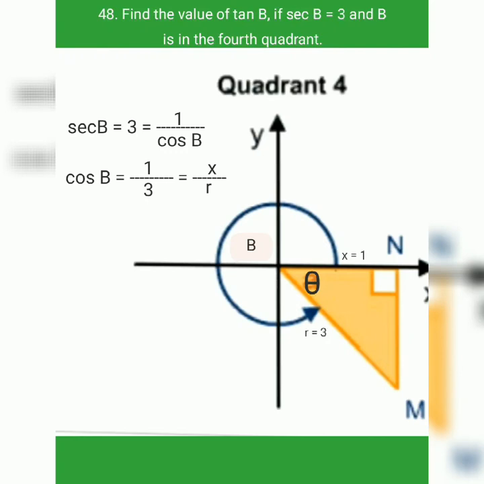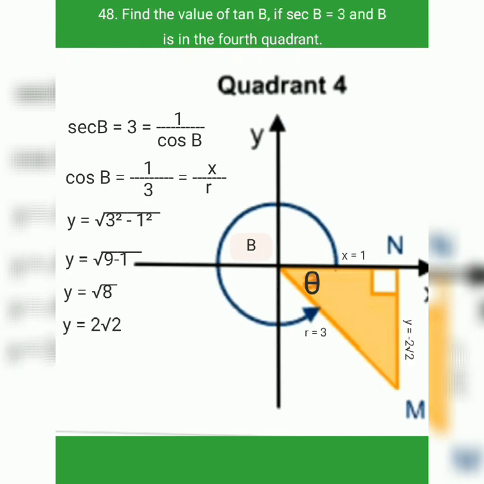So to find y, we have y is equal to the square root of 3 squared minus 1 squared, which is equal to the square root of 9 minus 1, or square root of 8. The square root of 8 is 2 square root of 2. Since it is in the fourth quadrant, y is equal to negative 2 square root of 2.